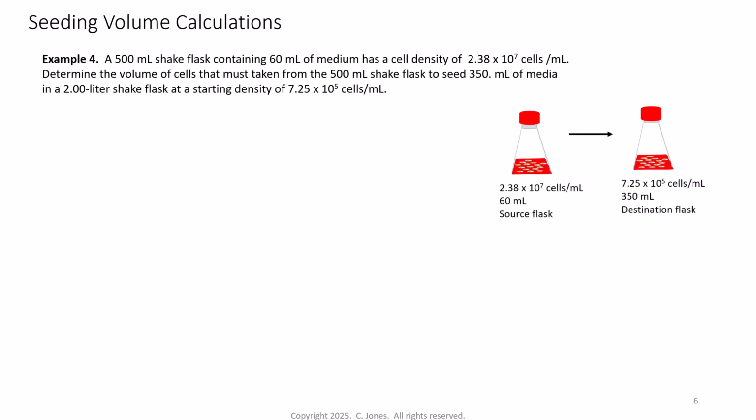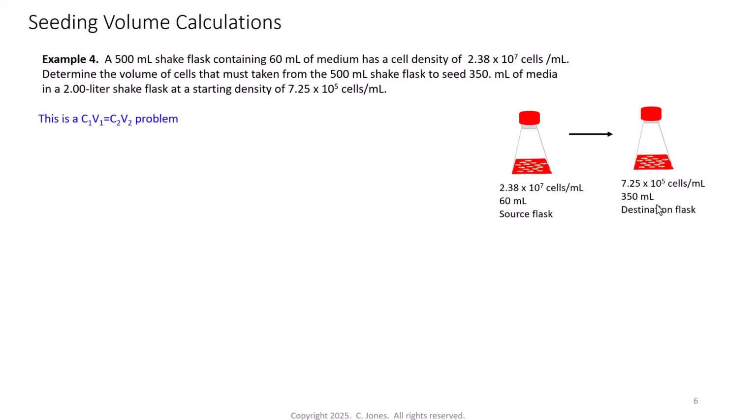Once again, diagram out the process, right? So we have 2.38 times 10 to the 7 cells per mil and 60 mils of media in the source flask. And our destination flask, we're going to have 7.25 times 10 to the 5th cells per mil. That's the starting concentration we want in a volume of 350 mils, and this is our destination flask. And obviously I didn't try to draw this to scale, but it sort of shows what numbers go where and what we are doing. So this still works for me.